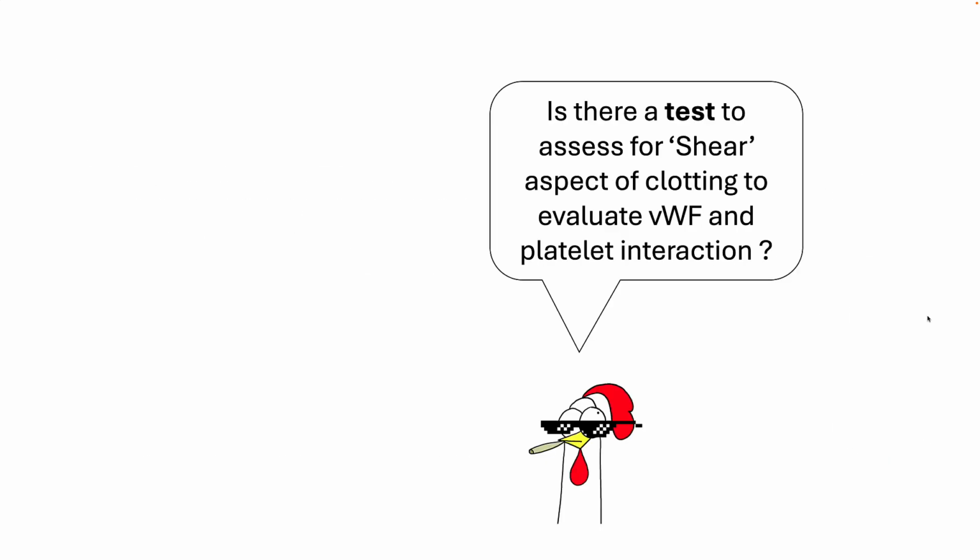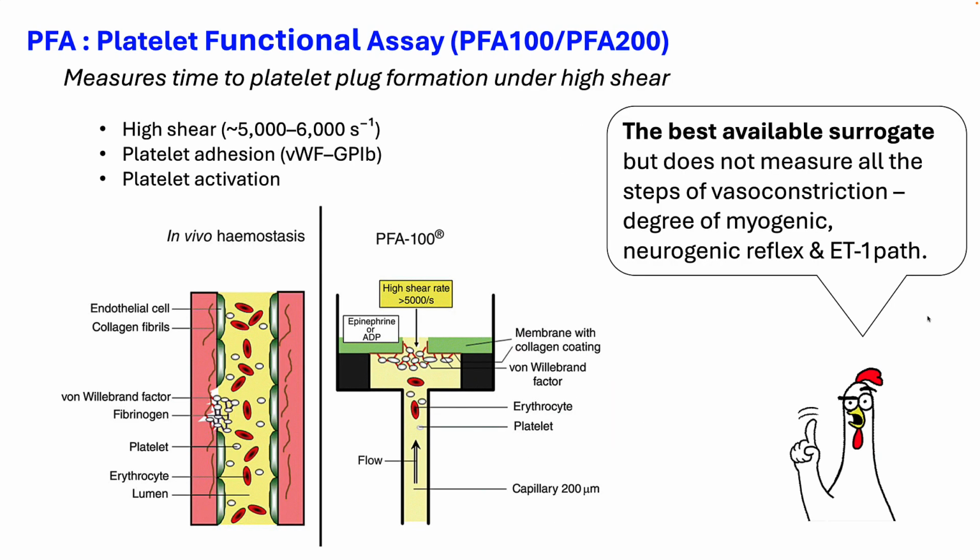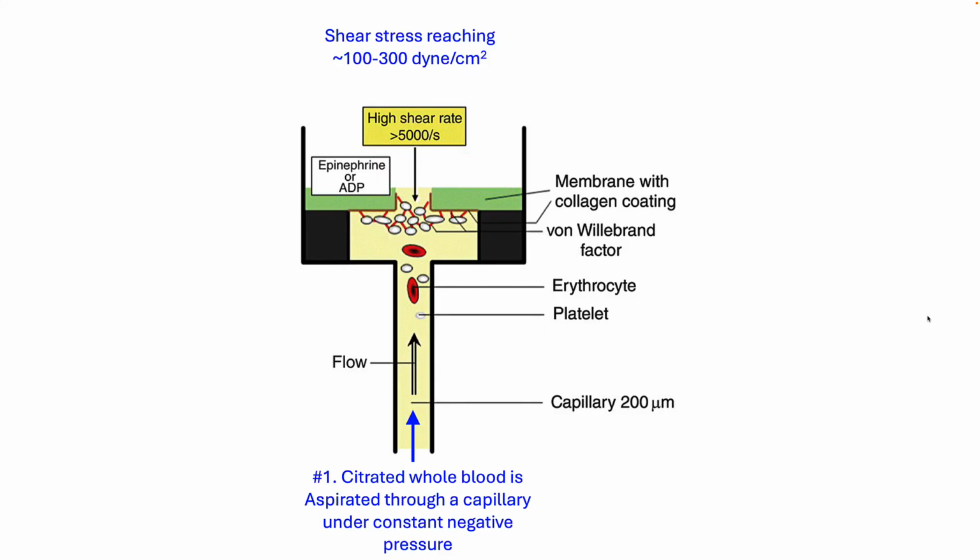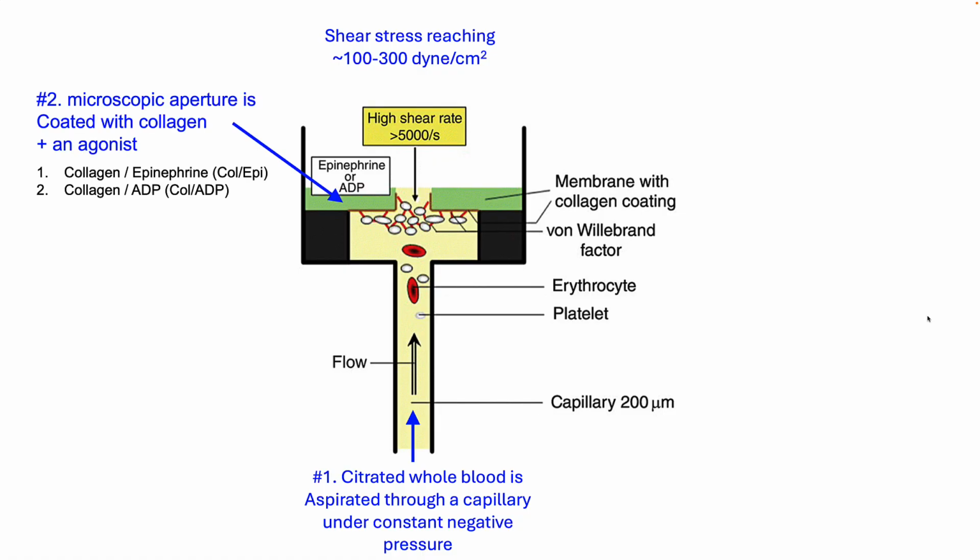Is there a test that can assess for the shear aspect of the clotting pathway? There is a test called platelet function assay, PFA-100 or PFA-200, which measures the time to platelet plug formation under high shear. And this is looking at the interaction between your von Willebrand factor and glycoprotein 1b. In this test, a citrated whole blood is pushed through a capillary under a constant negative pressure, and this can reach shear stress up to 100 to 300 dyne per centimeter squared. There is a microscopic aperture, and this can be coated with agonists like epinephrine or ADP.